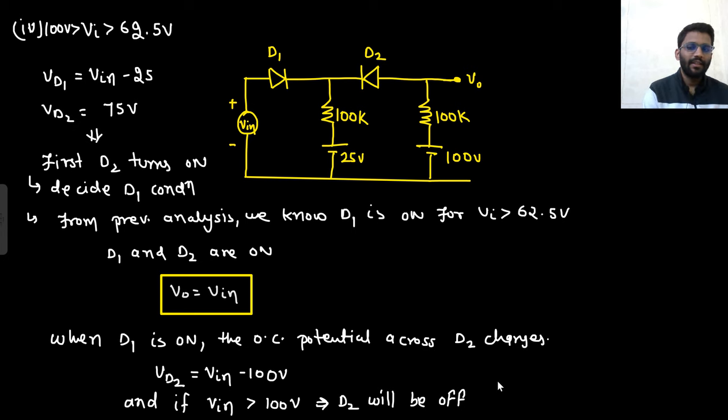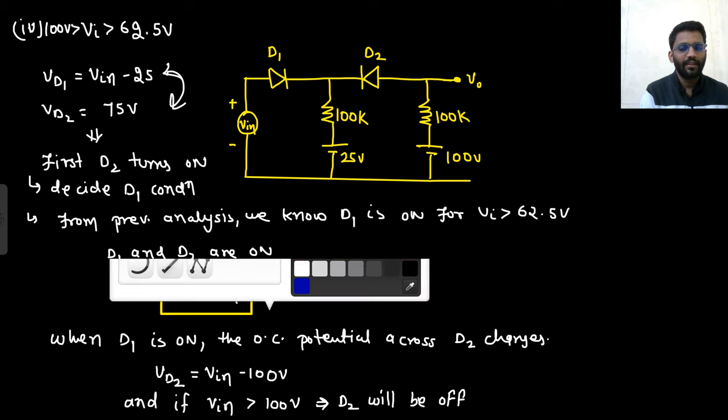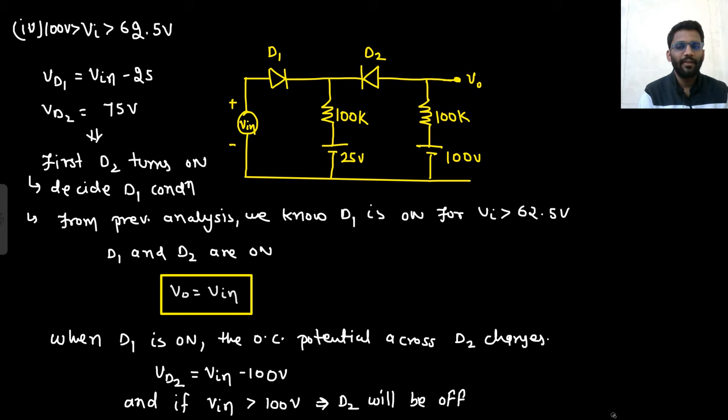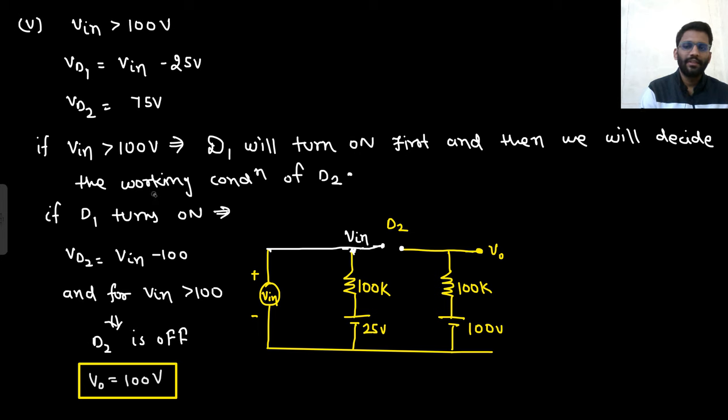So here both are different. One is constant, one is depending on Vin. So Vin is increasing, and D1 can become the deciding one when Vin is greater than 100. So when Vin is greater than 100, D1 becomes the deciding one. So first D1 will turn on and it will check the working condition of D2, right?